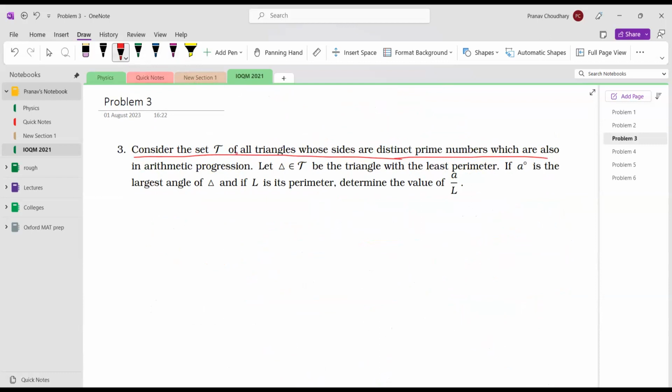Anyways, so let's see. Consider the set T of all triangles whose sides are distinct prime numbers, which are also in arithmetic progression. Okay, so it's distinct prime numbers, and that is in arithmetic progression. Once you see this, the very basic thing which pops up in your mind is the 3, 5, 7 triangle, right? So you know that this triangle belongs to T.